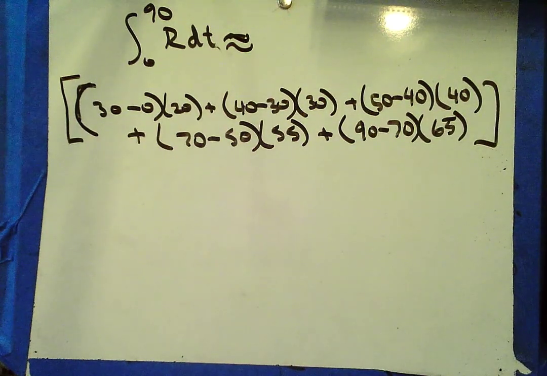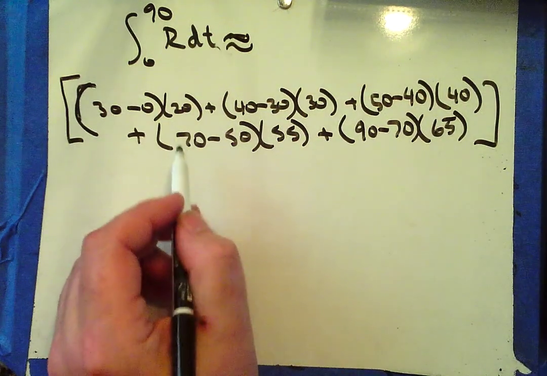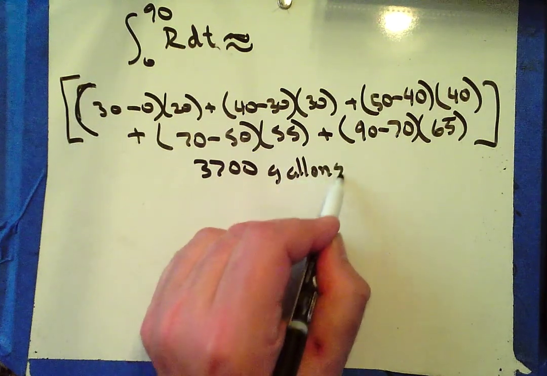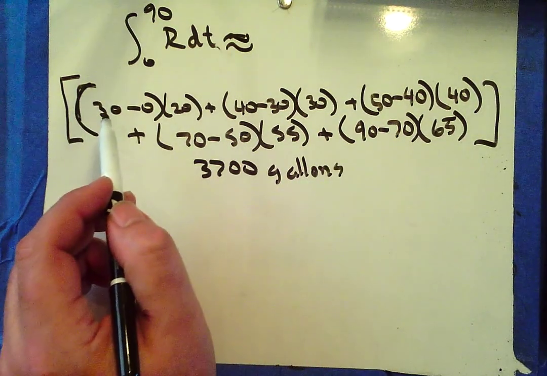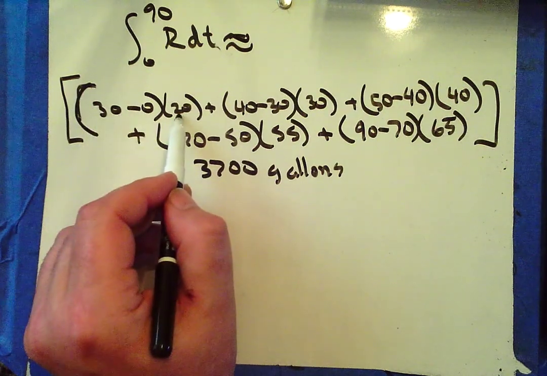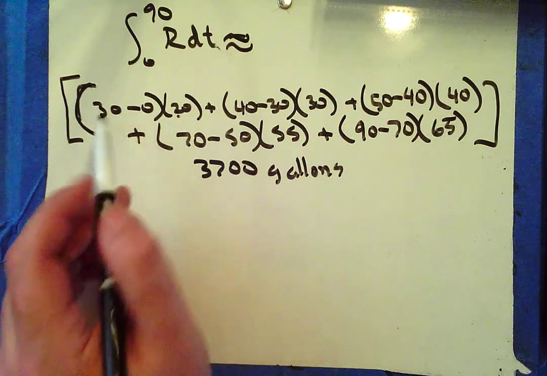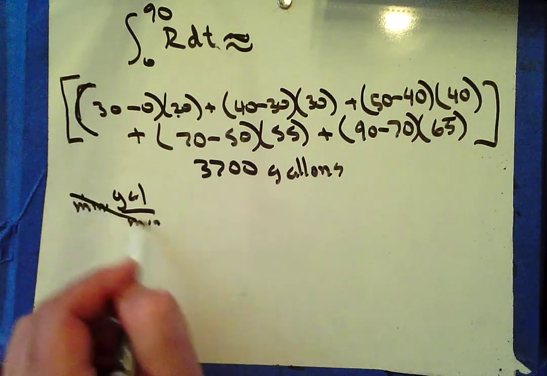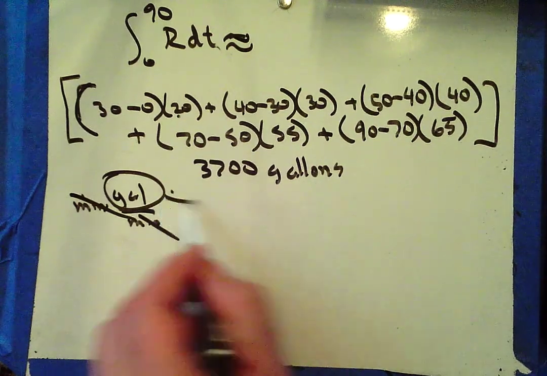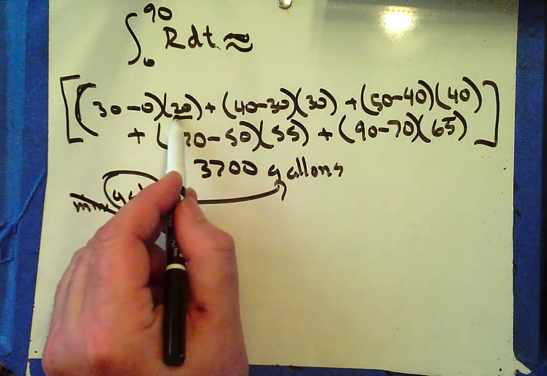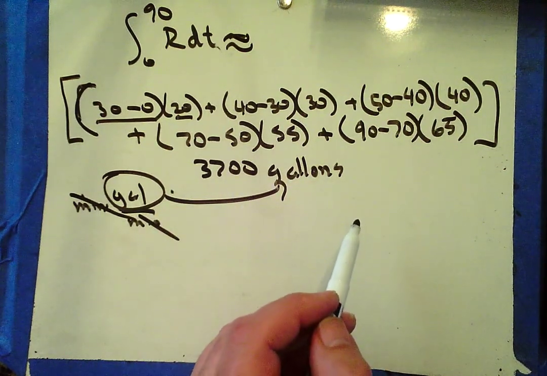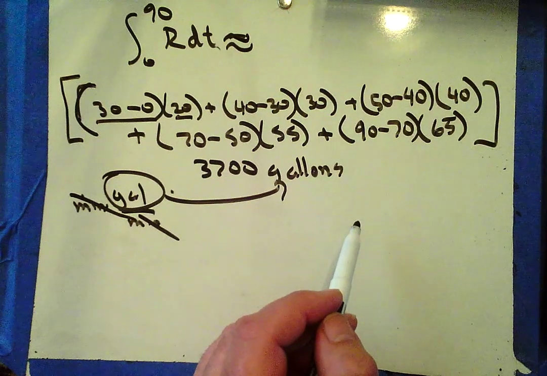Okay, that's going to be my left Riemann sum, and if we sum that all up, we get 3,700 gallons. Right, because we were doing gallons per minute numbers times minutes. So gallons per minute times minutes, these cancel, leaving me with just gallons. Okay, so that's approximately 3,700 gallons.